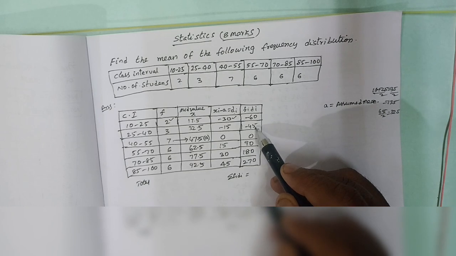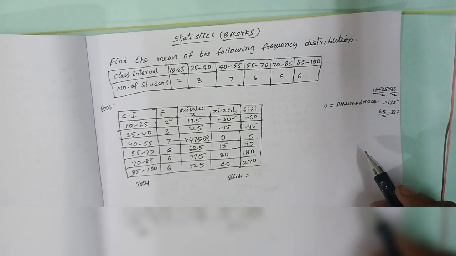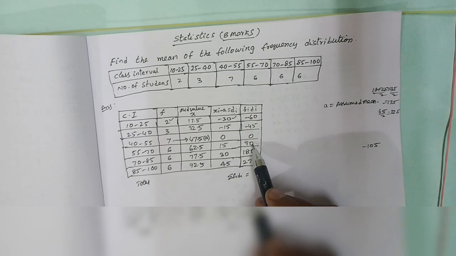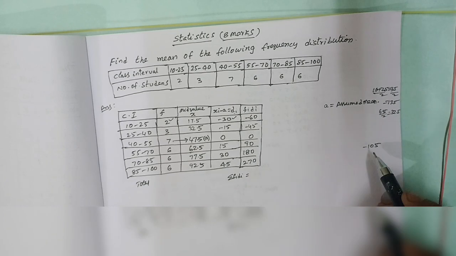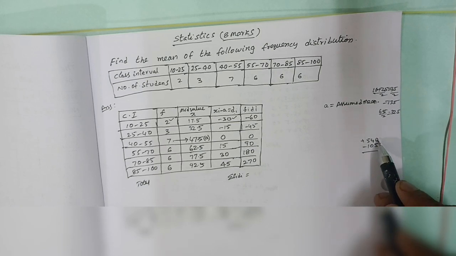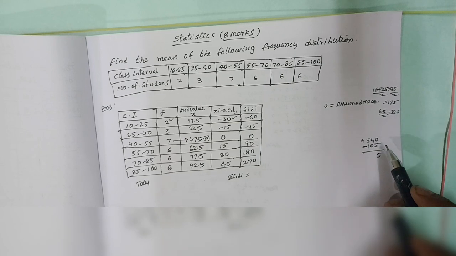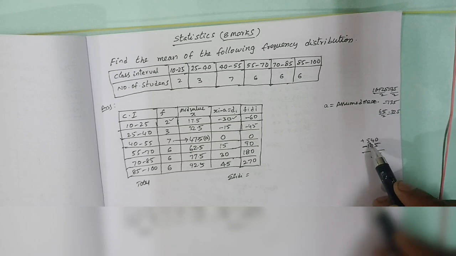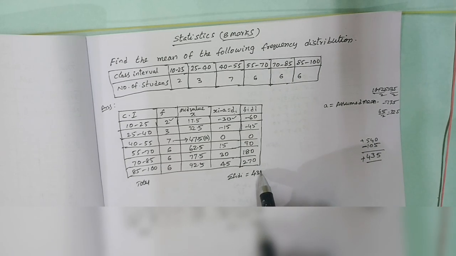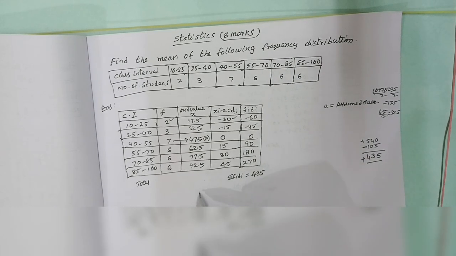Minus 60 plus minus 45, minus 105. Minus 105, okay. Then 90, 180, 270: 270 plus 270 is 540, and 90 plus 180 is 270, so 540 in total. Adding the minus here means subtract, so 540 minus 105 is 435. This is sigma fi di.